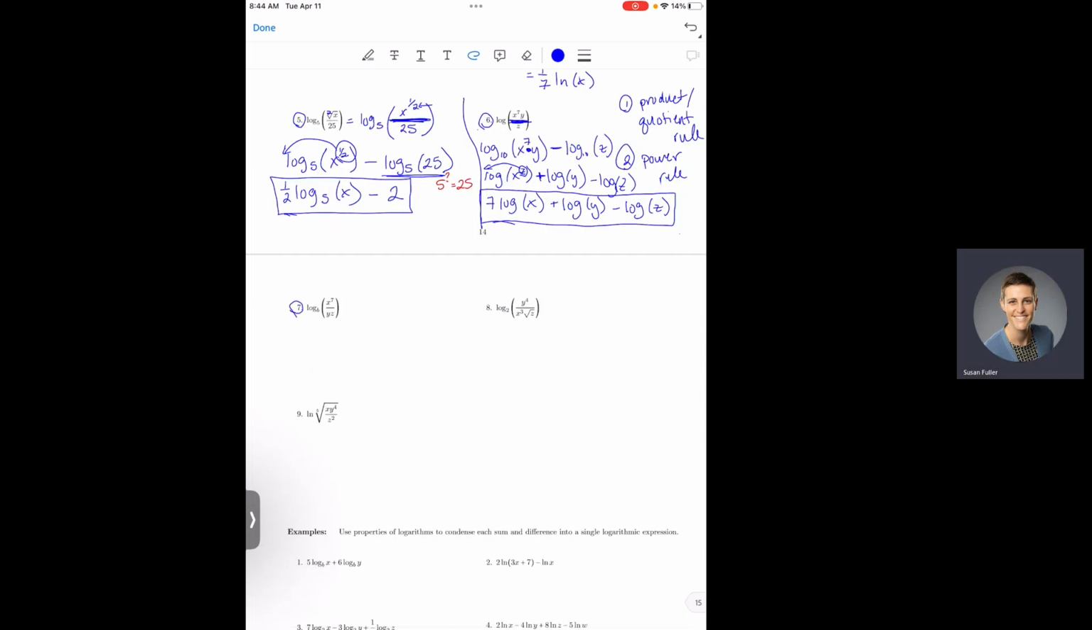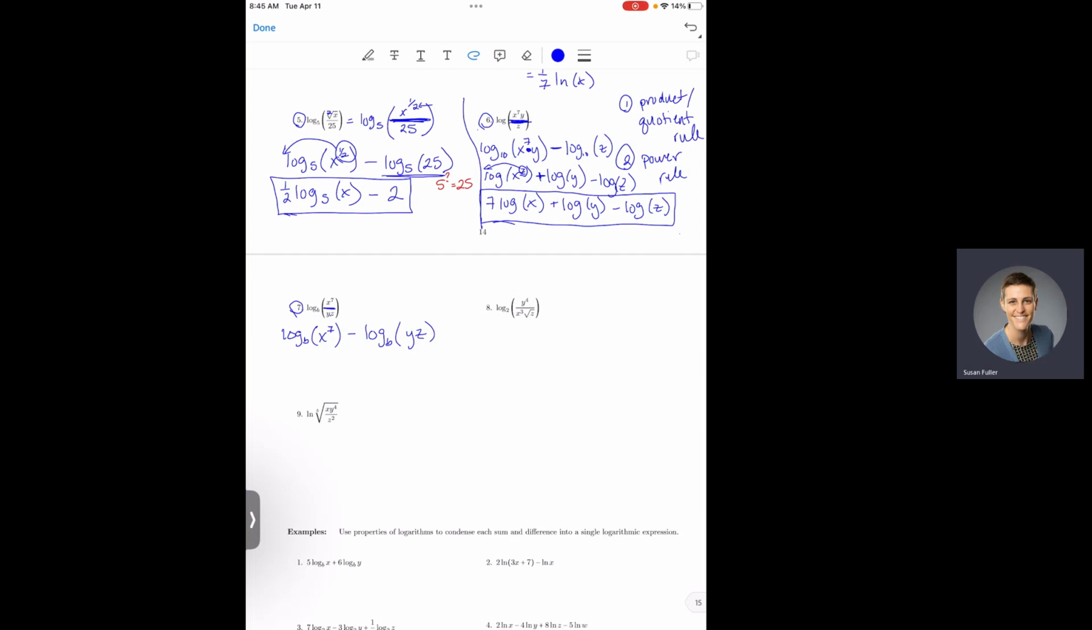Number 7, log base b of x to the 7th divided by yz. Again, the first thing that we're going to do are the product and quotient rules. If you have both a product and a quotient, which we do, we've got division here and multiplication here. Let's do the division first. So do the quotient rule, then any product rules that may be there. So this is going to be log base b of the top, which is x to the 7th, minus log base b of the bottom, which is yz.